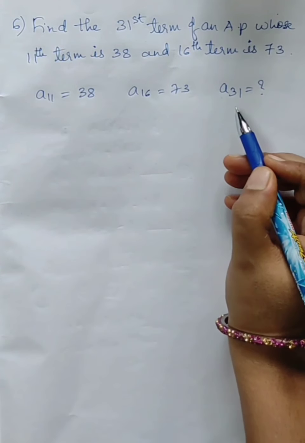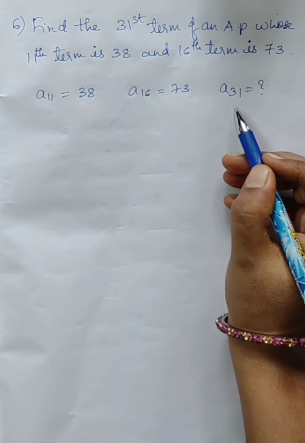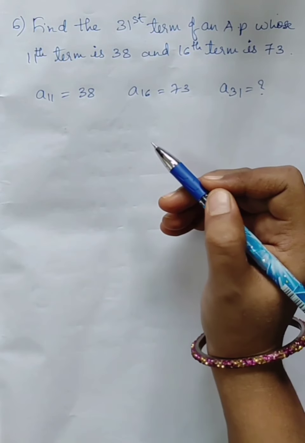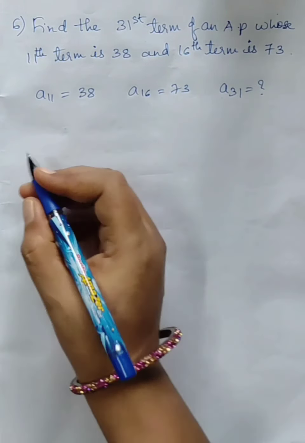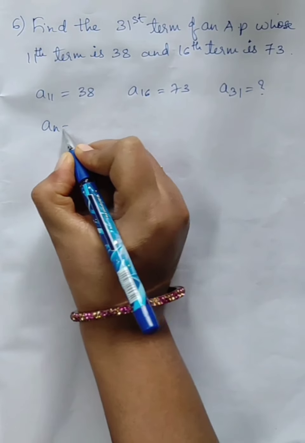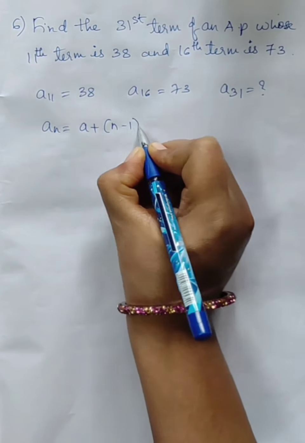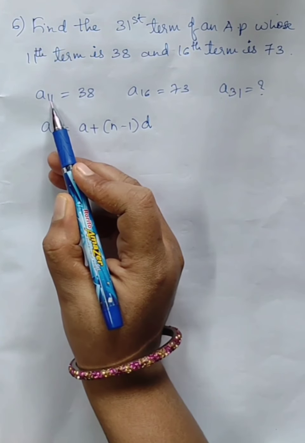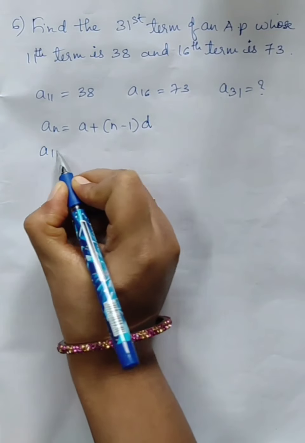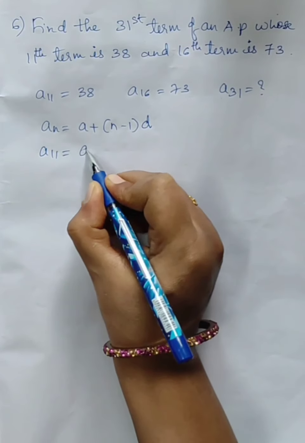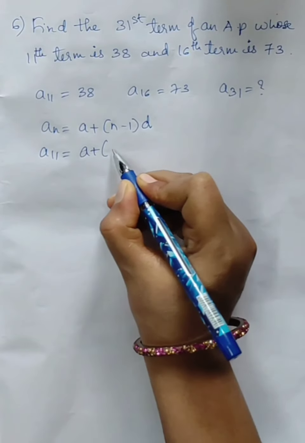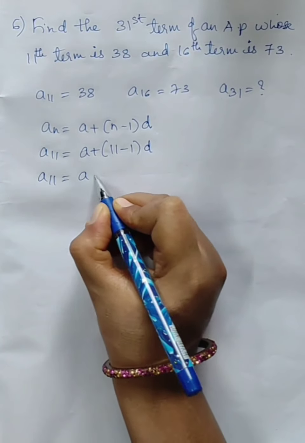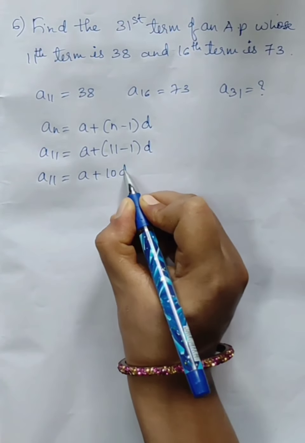But before finding this value, we need to find the first term and the common difference, which are not given in the question. So how are we going to find that? See, in the previous videos also I have applied the formula An is equal to a plus n minus 1 into d. The same formula you have to apply here. Now in place of n I am going to put 11. So A11 is equal to, first term is not given, keep it as it is, plus 11 minus 1 into d. So A11 is equal to a plus 11 minus 1 is 10 into d.